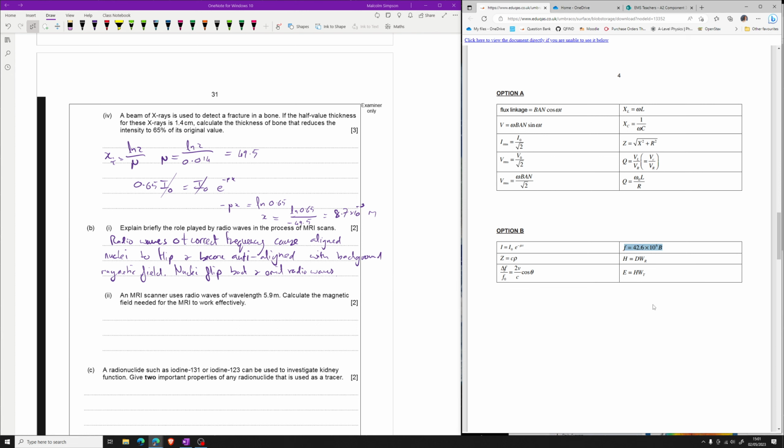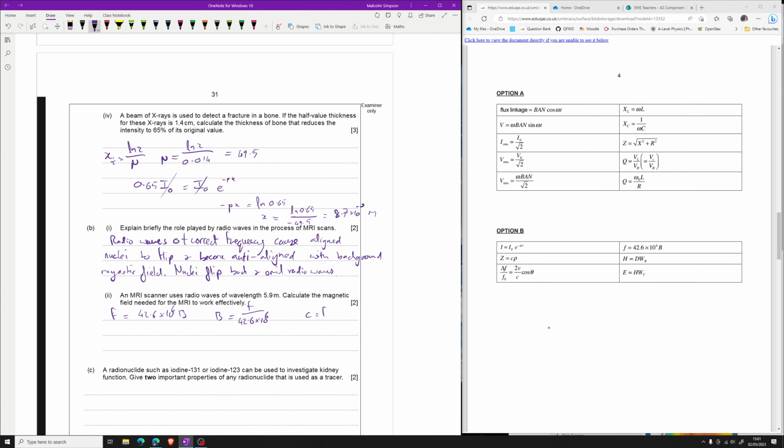That looks useful. F equals 42.6 times 10 to the 6 B. So I'm going to hope for the best that is the right equation. Frequency is equal to something times magnetic field strength, and we're trying to find B. So frequency equals 42.6 times 10 to the 6 B. I'm just kind of hoping that is the right equation. This is going to be pretty awkward if it isn't.